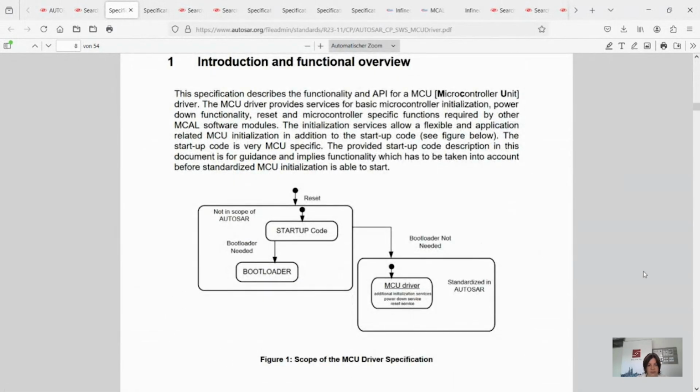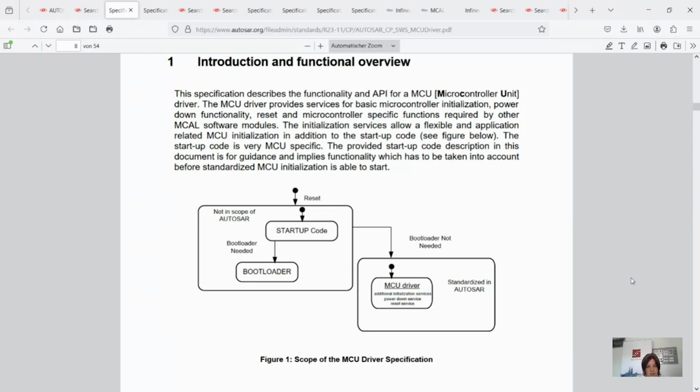And here you have the functional overview, so it's the functionality for the microcontroller unit driver. This driver provides services for basic microcontroller initialization, power down functionality, which is also very important, reset, and microcontroller specific functions, which are required by other MCAL software modules. The initialization services allow a flexible and application-related MCU initialization in addition to the startup code.